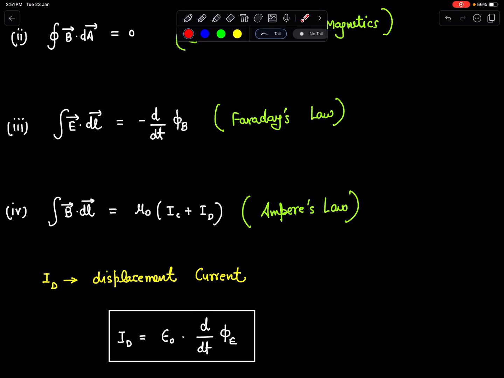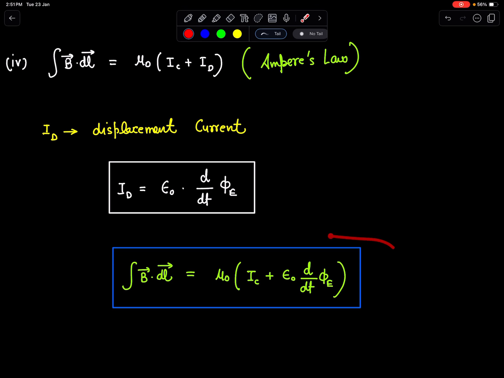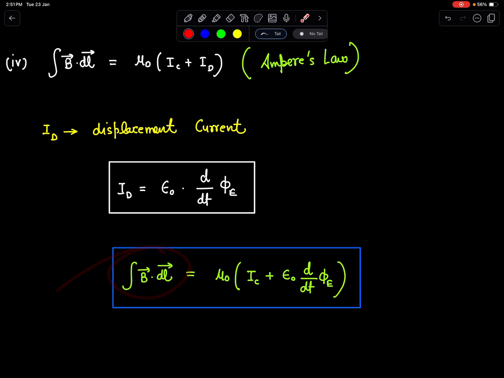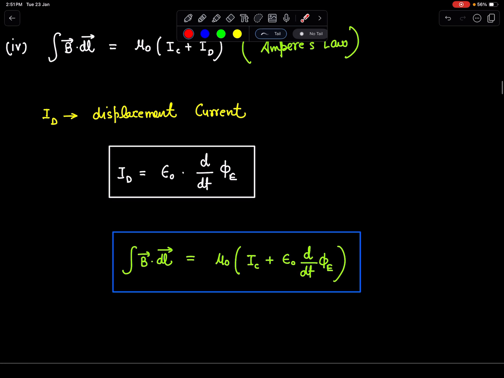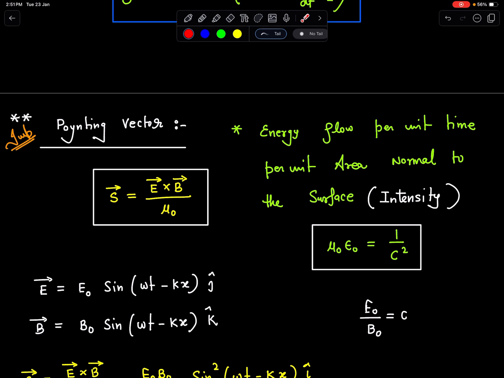So if you remember, we have discussed this point also, that if a time varying magnetic field is present, it will generate an induced electric field. And similarly, if electric field is changing in space, then it will generate a magnetic field. So the correct form of Ampere's law in this chapter will become the integral of B dot dl, which is mu naught times the conventional current flowing through the wire plus epsilon naught d by dt of phi electric. Let's come back. Okay, after the Poynting vector, we'll discuss that.